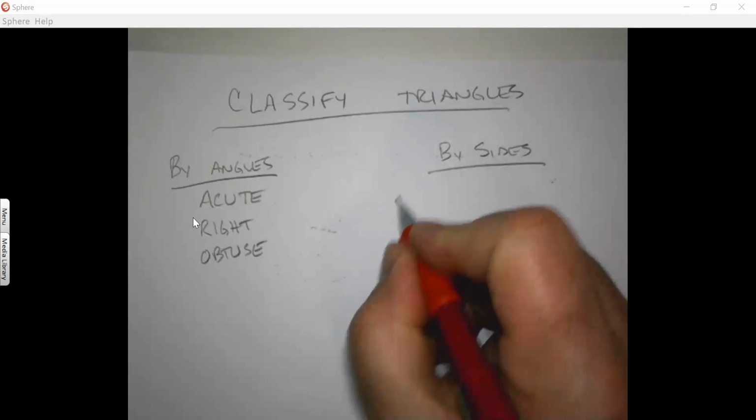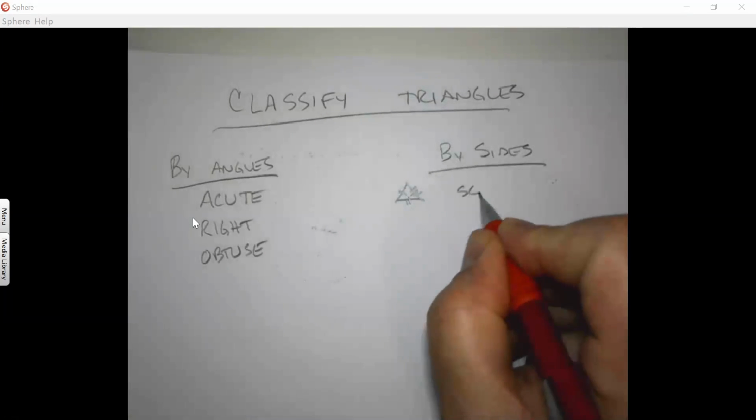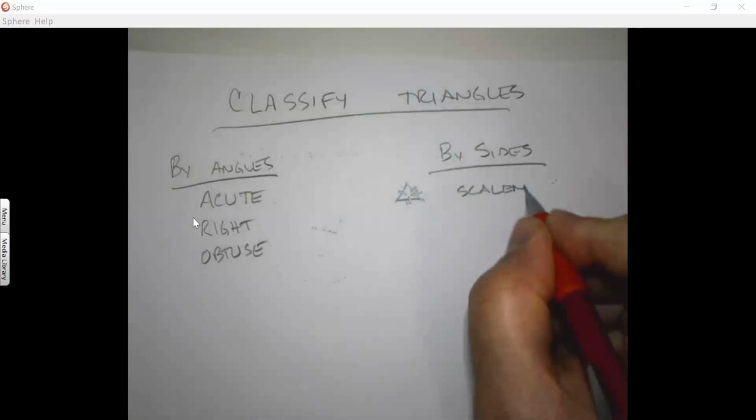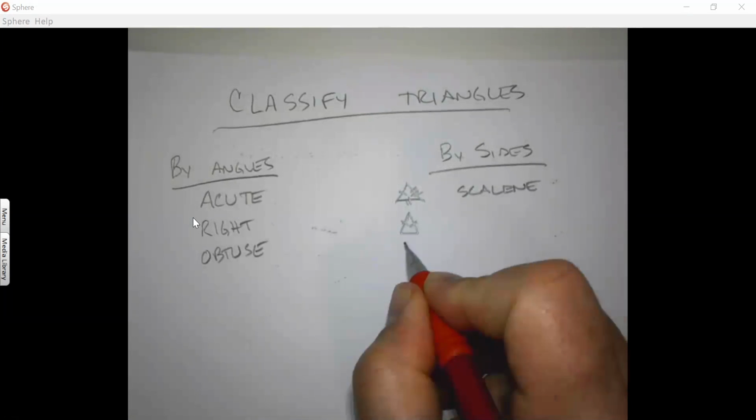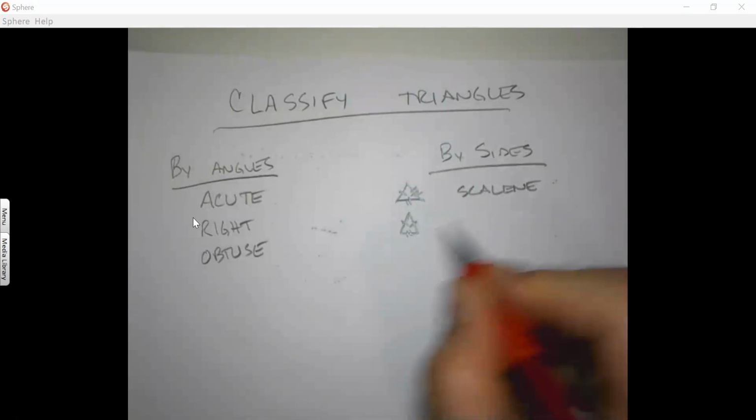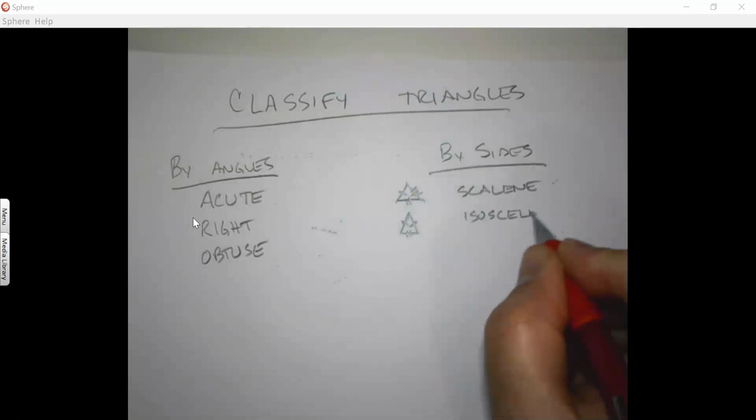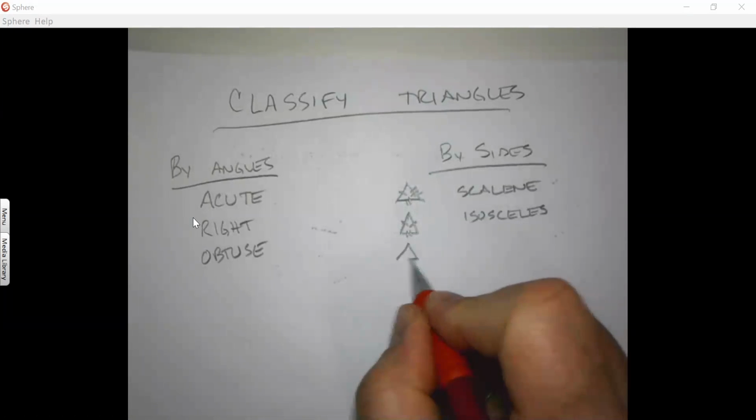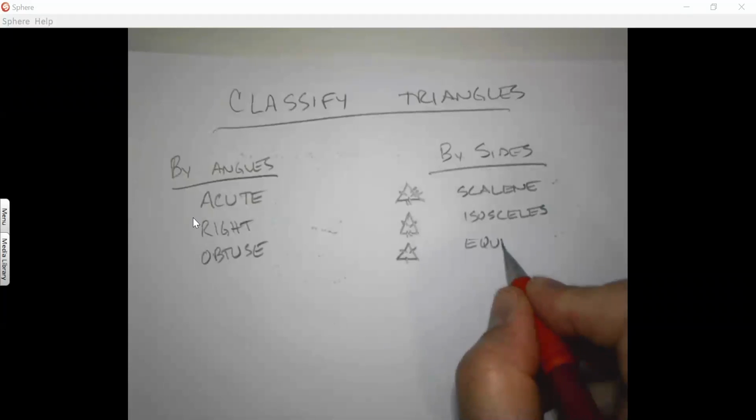Sometimes you've got a triangle where every single side length is a different length, and that's called a scalene. Other times you've got a scenario where two sides are the same, and the third one is different, and that's called isosceles. And lastly, you could have a scenario where all three sides are the same, called equilateral.